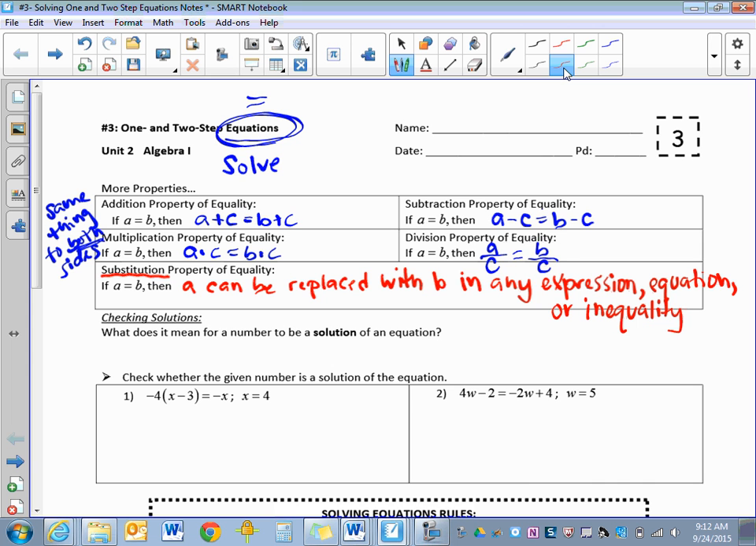Alright, so that means that I can substitute B in for A. And likewise, I could also substitute A in for B. You can substitute them in for each other because they're equal.